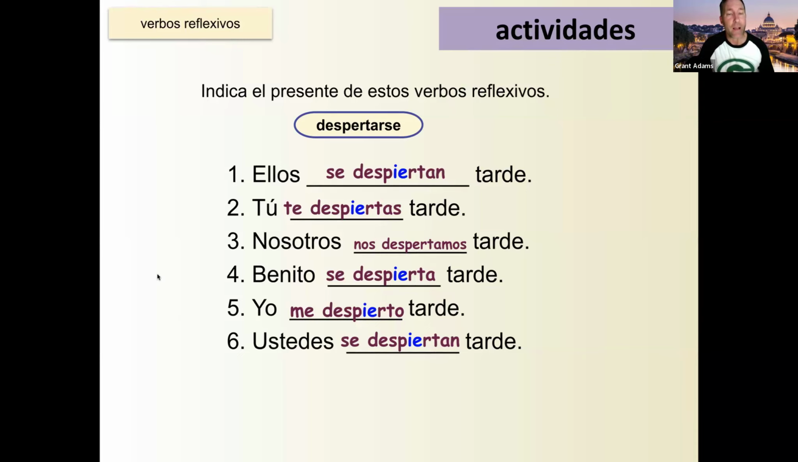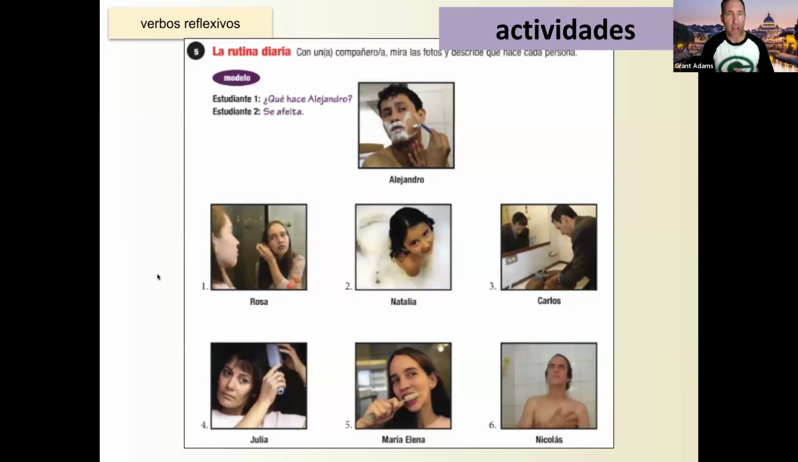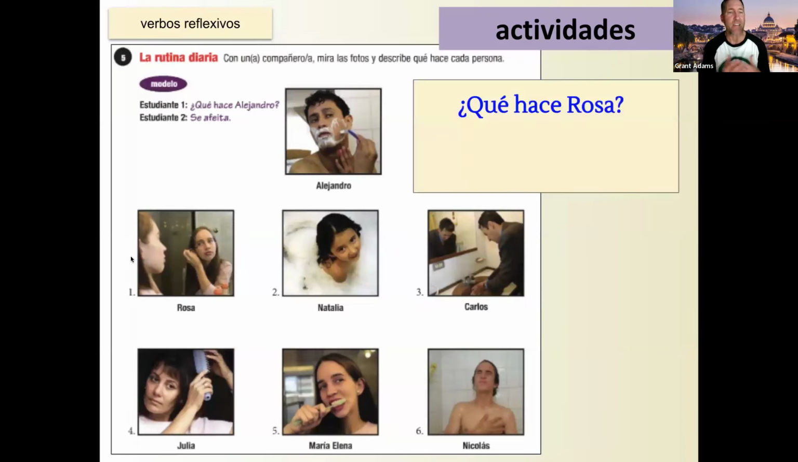Yo quiero practicar más verbos. Aquí tengo Alejandro, Rosa, Natalia, Carlos, Julia, María Elena, Nicolás. We've seen some of these images. ¿Qué hace Alejandro? What does Alejandro do? Se afeita. I want to recycle these and practice these. Entonces, ¿qué hace Rosa? What does Rosa do? See if we can remember these verbs. This is a tough one. It starts with an M. And it's a stem changing verb, of course.